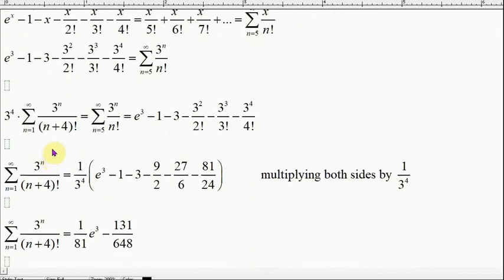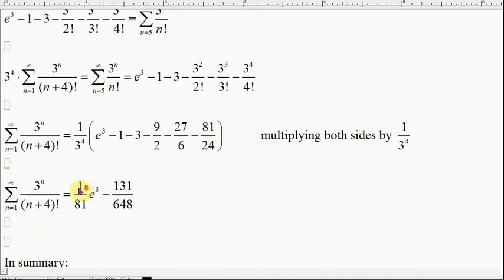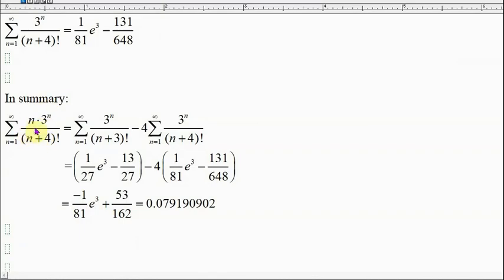And now multiply both sides by 1 over 3 to the fourth, and we'll get the summation with 3 to the n over n plus 4 factorial is equal to 1 over 81 times e to the third, and minus 131 over 648. This is our original series right here.